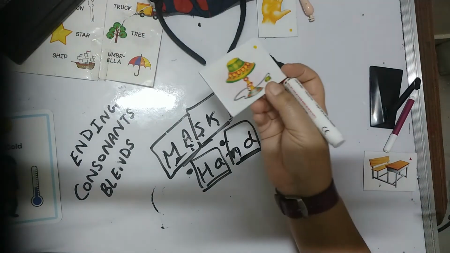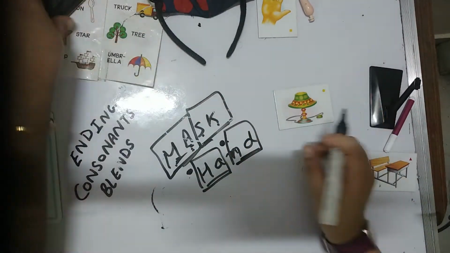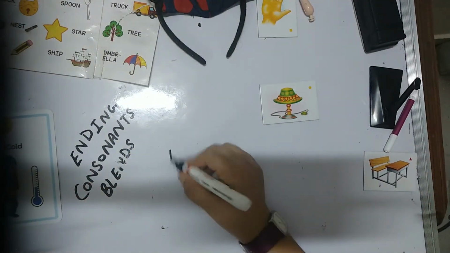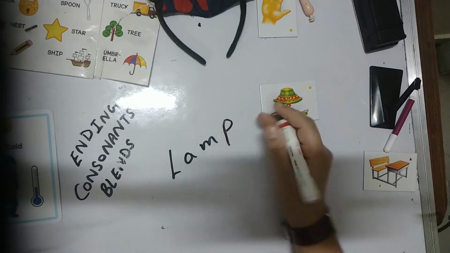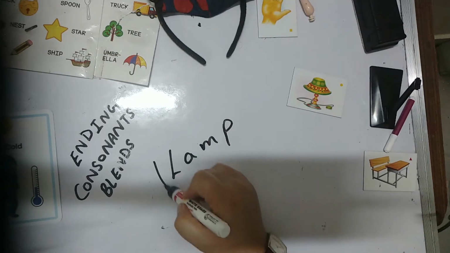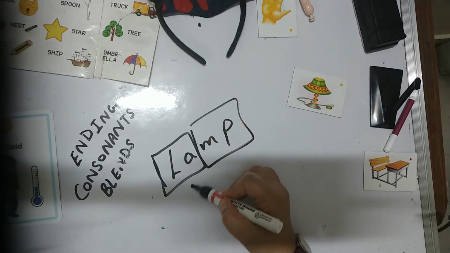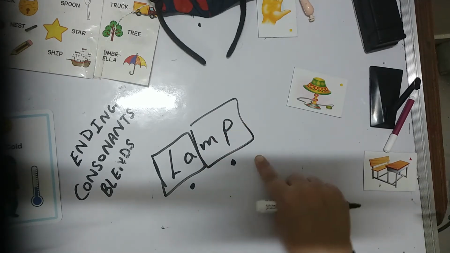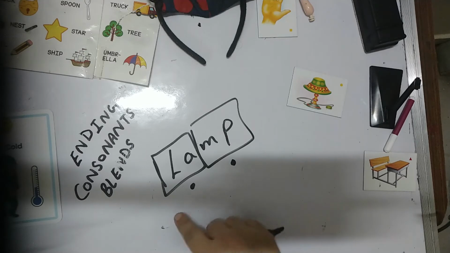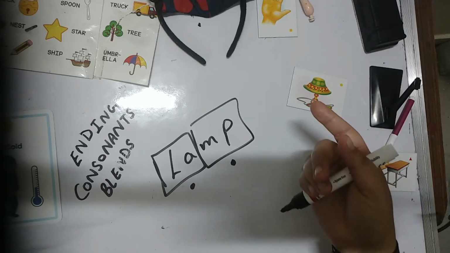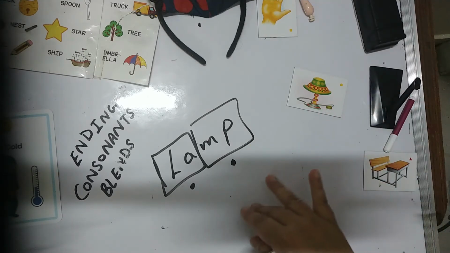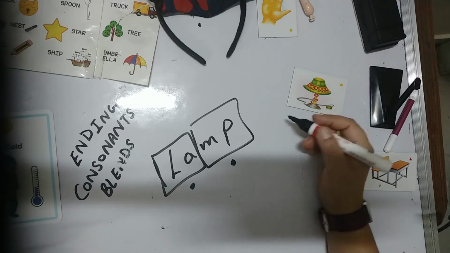Then you can take another example. Suppose you can show lamp. If you can show a real image of a lamp also, the child can understand. Then again the same process: la, the child needs to blend these two and the last two together. Put the finger and read aloud in front of the child, so the child can see how you are doing it, because after visualizing you, the child can understand.